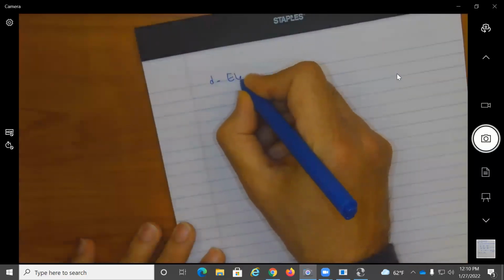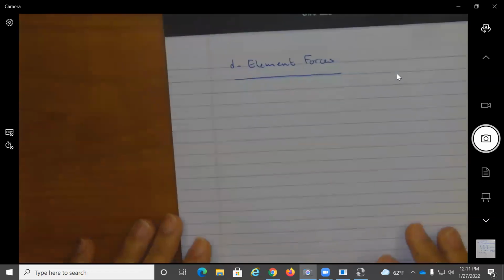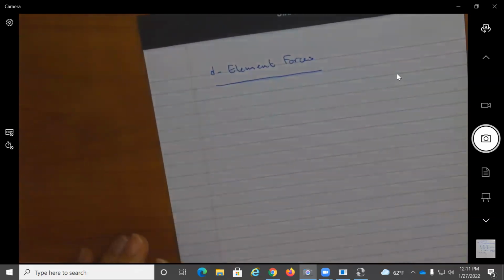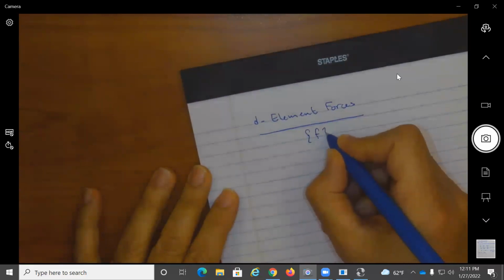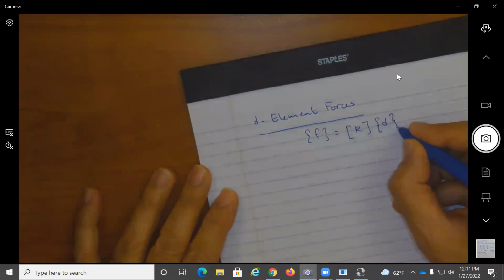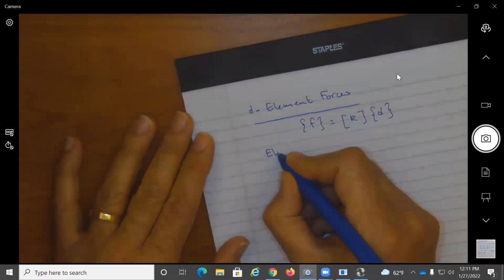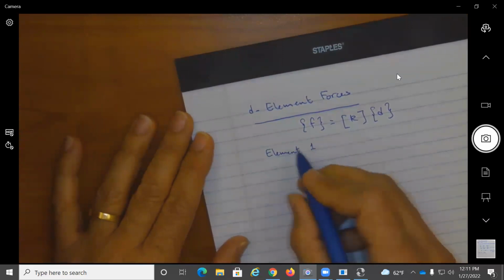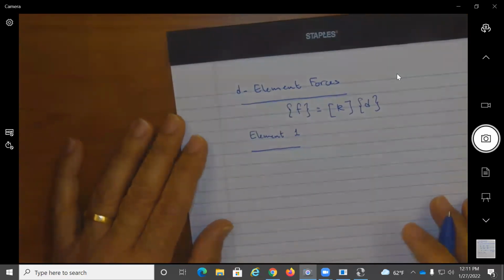So part D is to do the element forces. Now, when we are looking for element forces, we want to use the element equations, which, to remind you, is lowercase f equal to lowercase k multiplied by the corresponding displacement matrix. So for element 1, which we have already stated earlier.